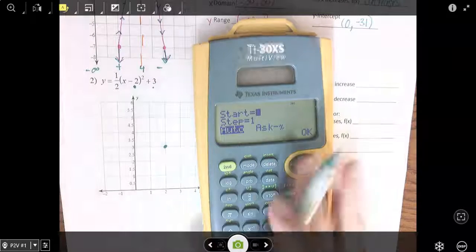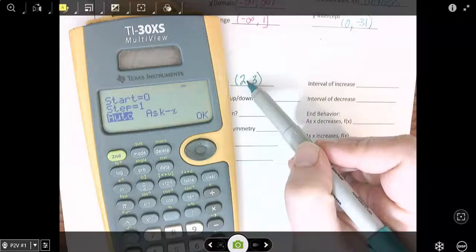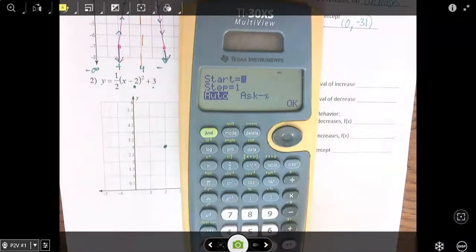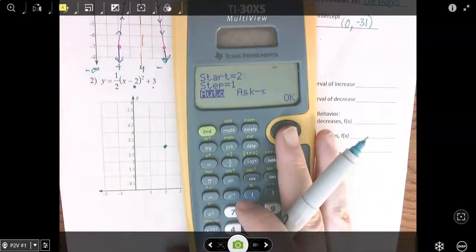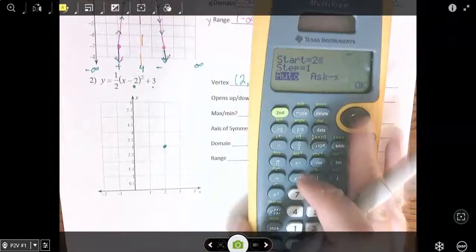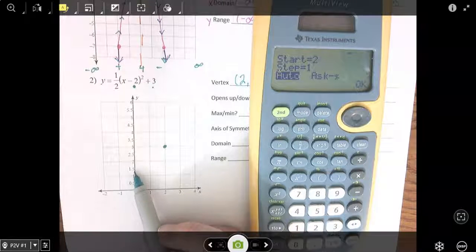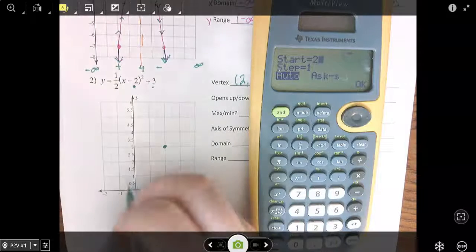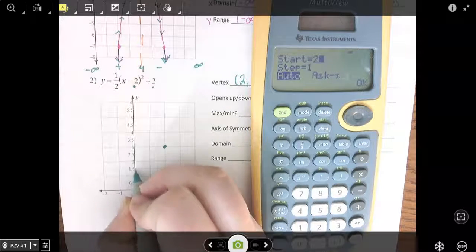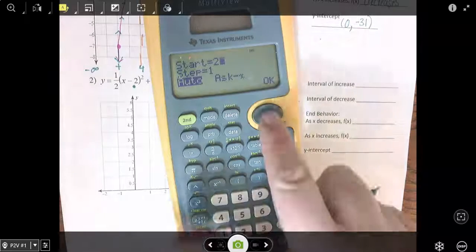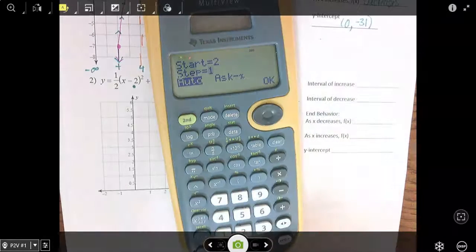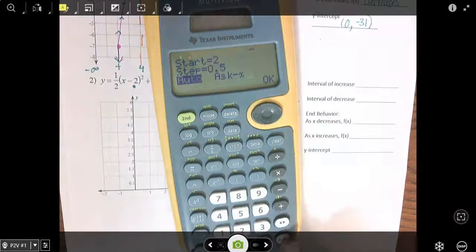So I want to start at 2 because that's the x-coordinate of my vertex. And just off past experience, let's try. Do you see how the graph goes up by 0.5, then it goes to 1, then it goes 1.5? So each little step is 0.5. That's how I'm going to tell my calculator to do the steps. I'm going to do 0.5.